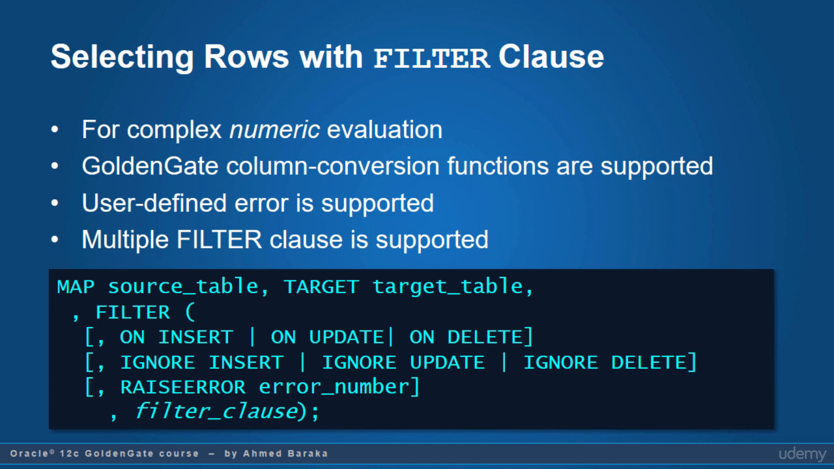Filter option supports the column conversion GoldenGate built-in functions, and this is probably the most powerful point about the filter clause. You can practically create complex conditions using the filter clause with the GoldenGate built-in functions. You can customize the filter clause to generate your own message, and also you can have multiple filter clauses for one table or map parameter.